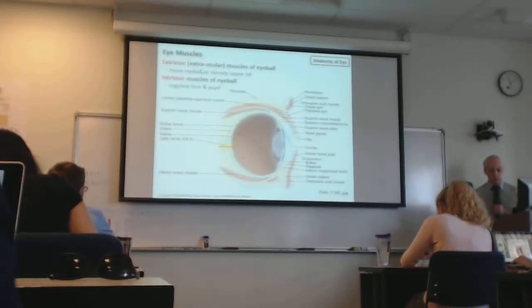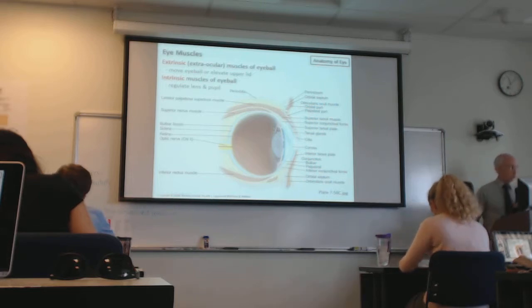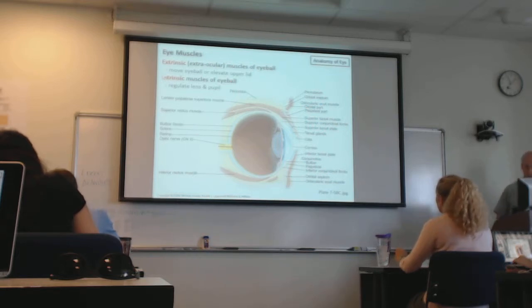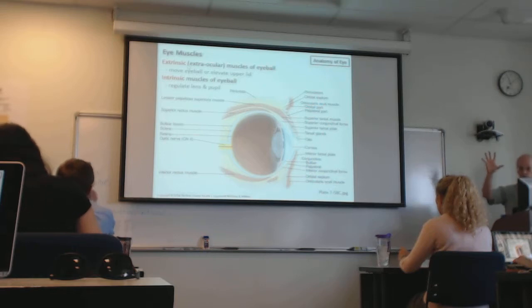We've often made the distinction in here between intrinsic and extrinsic structures. We talked about intrinsic and extrinsic muscles of the tongue, for example. Later we'll talk about intrinsic and extrinsic muscles of the back. Similarly, when we talk about the eye muscles, the intrinsic muscles regulate the shape of the lens and the size of the pupil. The extrinsic muscles, on the other hand, are positioning the eye, actually responsible for moving the eyeball.